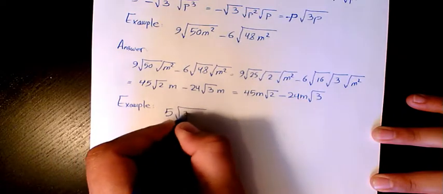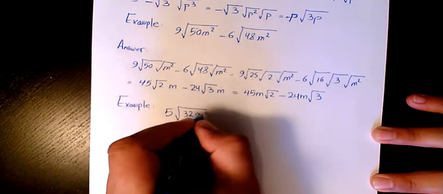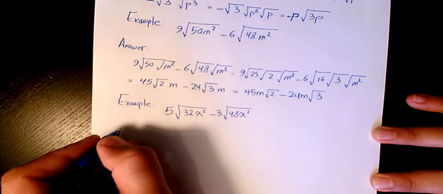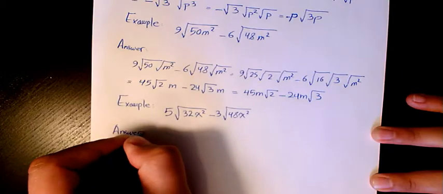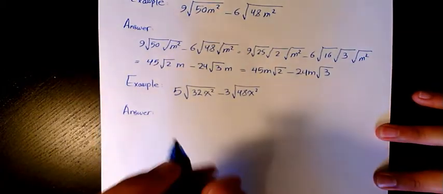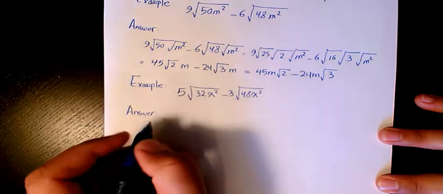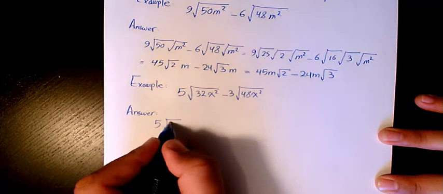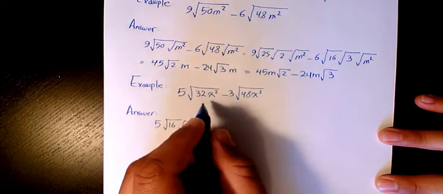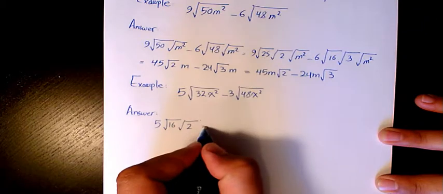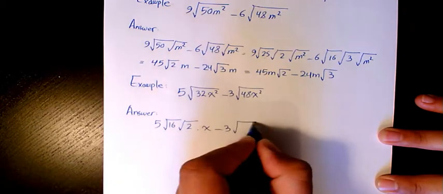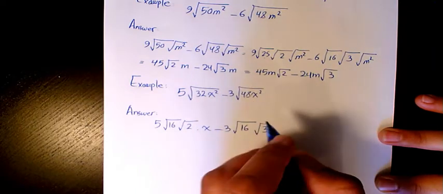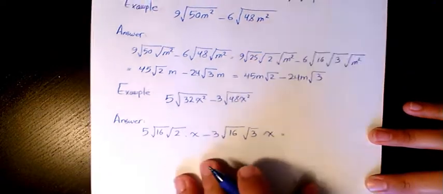5 root 32x squared minus 3 root 48x squared. The answer is, we have 5, 32 is 16 times 2, it's going to be 16 times 2, square root of x squared is going to be just x, minus 3 root 16 is 3, and then square root of x squared is going to be x as well.